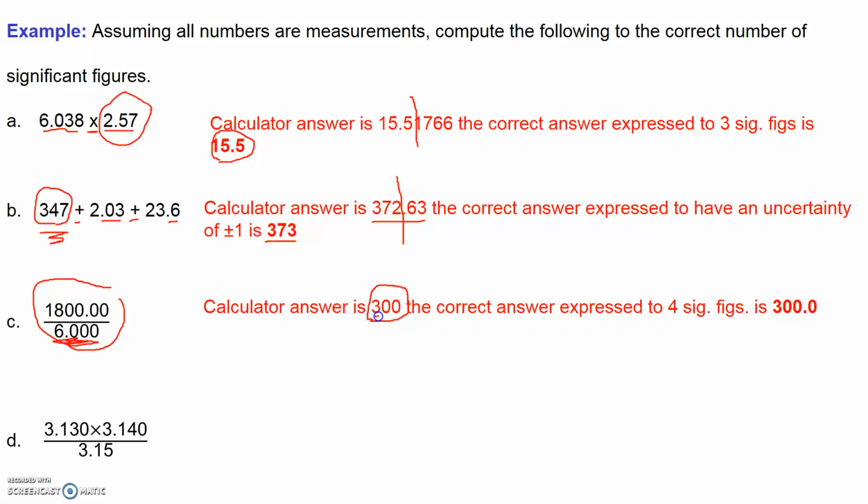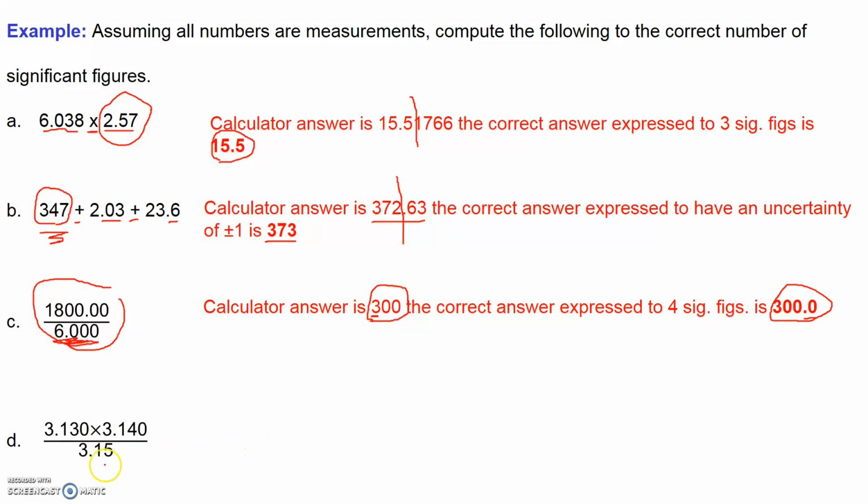And 300 is in fact written like that without a decimal point or an overbar, is in fact only 1 significant figure. So how do I make it 4? What I have to do is put a decimal point in. That makes all of my trailing zeros count, and then actually add an extra 0. So now 300 written correctly to 4 significant figures is written as 300.0.